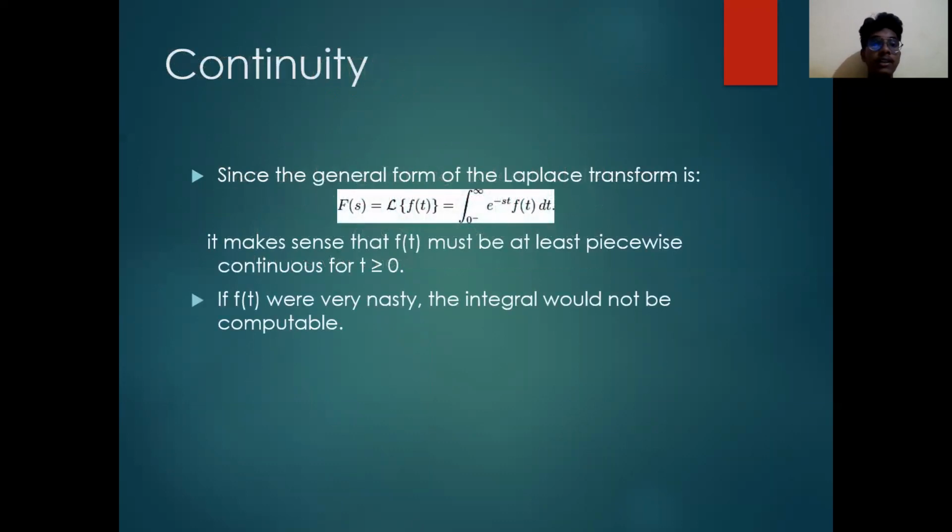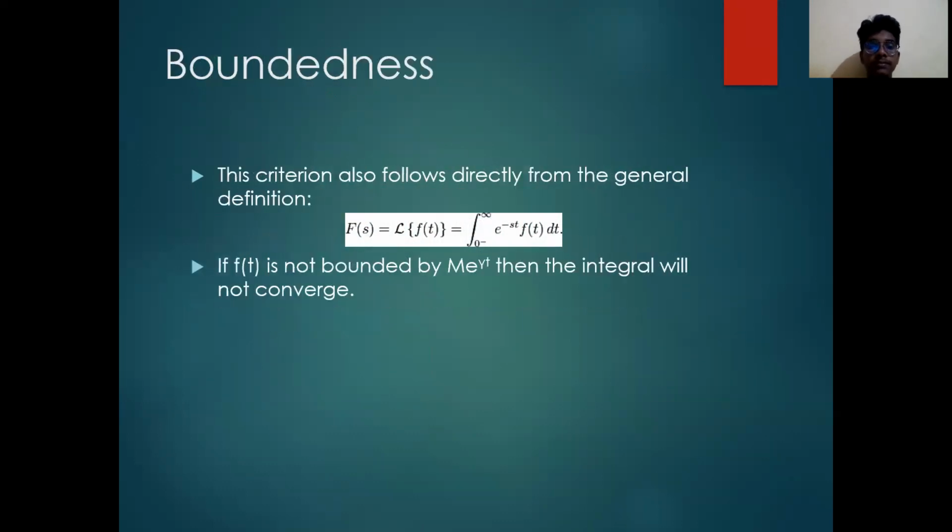So, continuity. Since the general formula for the Laplace transform is F of s equal to L of f of t equal to the integration of 0 to infinity e power minus st f(t) dt, it makes sense that f of t must be at least piecewise continuous for t greater than or equal to 0. If f of t were very nasty, the integral would not be computable.